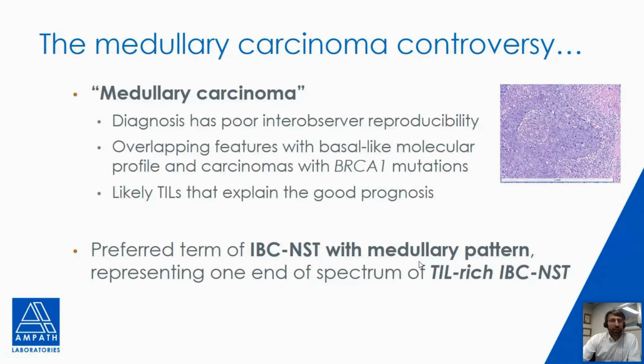We now know, of course, that these tumors actually have features that overlap with your so-called basal-like molecular profile, and many tumors actually have BRCA1 mutations, and the paradoxically good outcome of these relatively ugly tumors under the microscope is explained by the fact that they are exquisitely rich in tumor-infiltrating lymphocytes, and that, of course, is a good prognostic sign, because that usually indicates that there are a lot of molecular abnormalities and tumor mutations in the tumor. So currently the preferred term for medullary carcinoma is invasive breast carcinoma of no special type with medullary pattern, understanding that this represents one end of the spectrum of a so-called TIL-rich, tumor-infiltrating lymphocyte-rich invasive breast cancer.